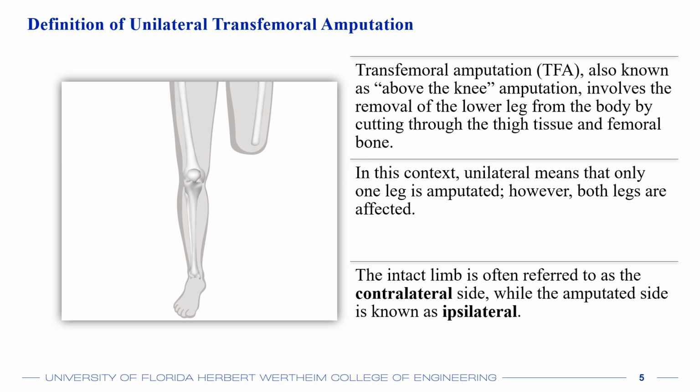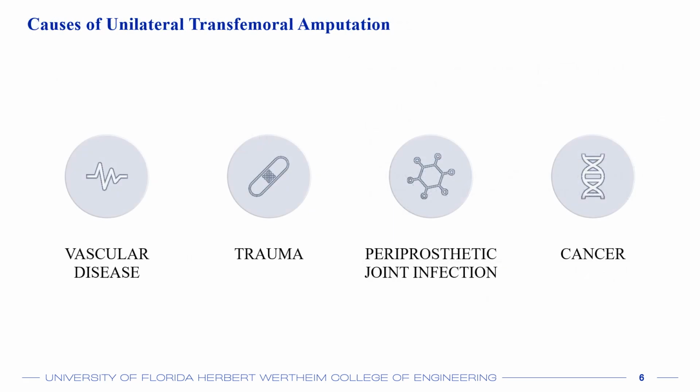However, both sides are affected, with the amputated side being referred to as ipsilateral and the non-amputated being referred to as contralateral. With respect to the causes of UTFA, the most common ones include vascular conditions, whether that being due to peripheral arterial disease or diabetes-related issues.